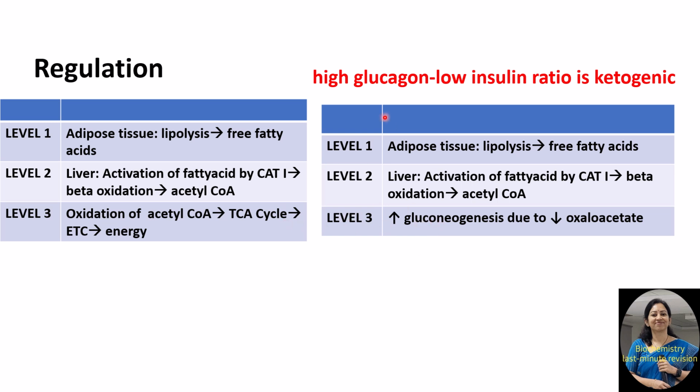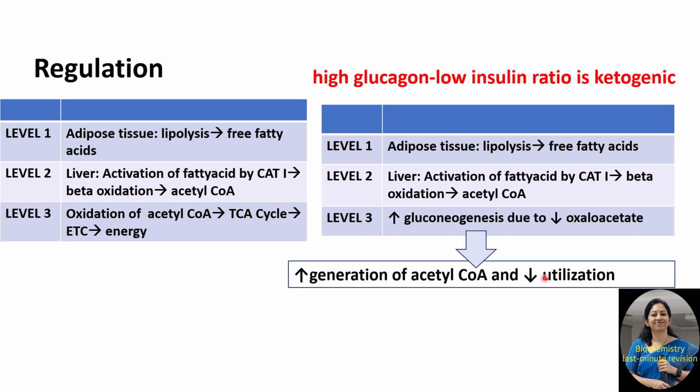So this gets diverted in high glucagon ratio, because high glucagon favors gluconeogenesis. Okay, so there is increased gluconeogenesis because of decreased oxaloacetate. As you all know, oxaloacetate acts as a catalyst in the TCA cycle. So there occurs increased generation of acetyl-CoA but decreased oxidation of acetyl-CoA in the TCA cycle.